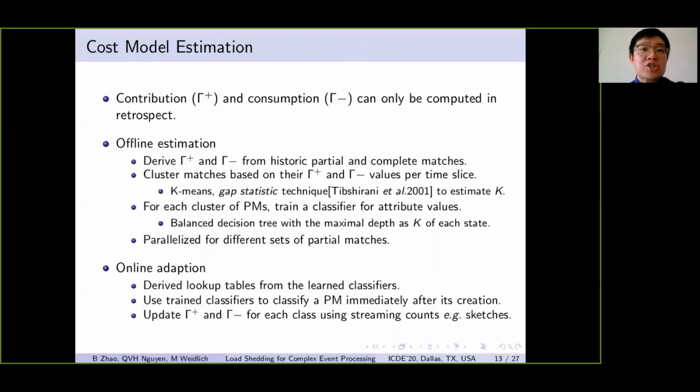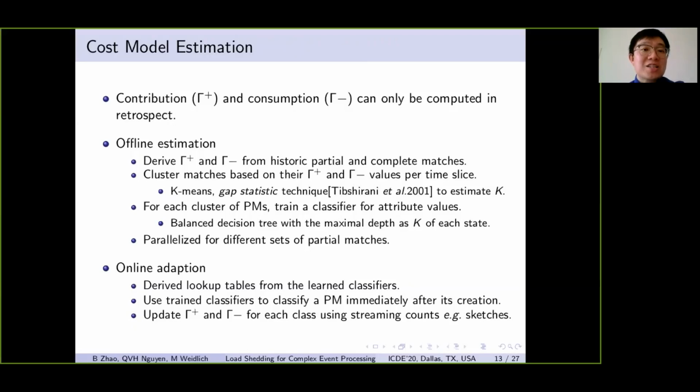For offline estimation, we record historical partial matches and complete matches. Based thereon, we derive contribution and consumption values for each partial match. After that, we perform clustering for partial matches based on such contribution and consumption values per time slice. The contribution and consumption per cluster are computed as the 90th percentile of the values of partial matches within that cluster. We keep a map of cluster labels and these values.